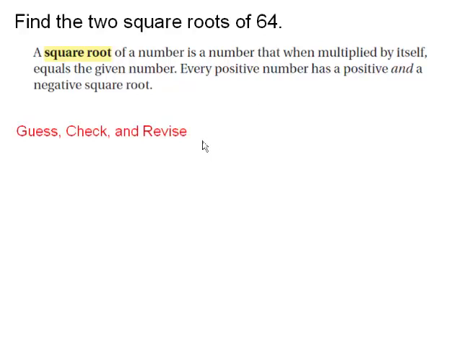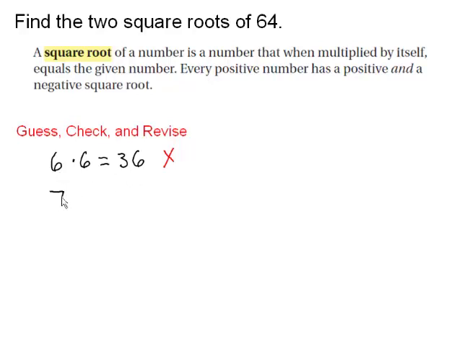For our first guess, let's use 6. So we need to multiply 6 by itself to see if it equals 64. 6 times 6 is 36. 36 is not equal to 64. This means that 6 is not a square root of 64. Because 36 is less than 64, we need to choose a number that is greater than 6.